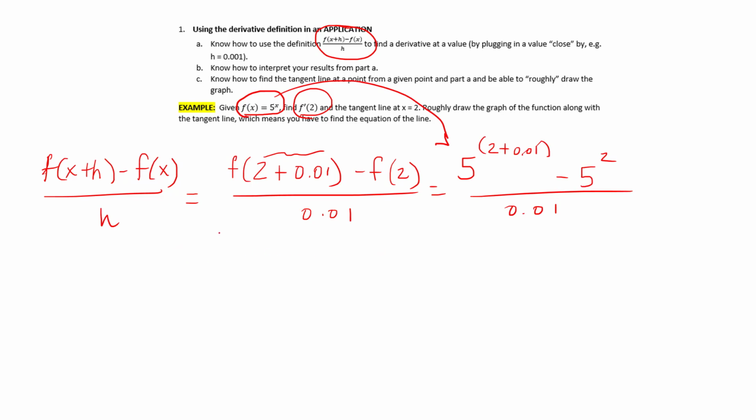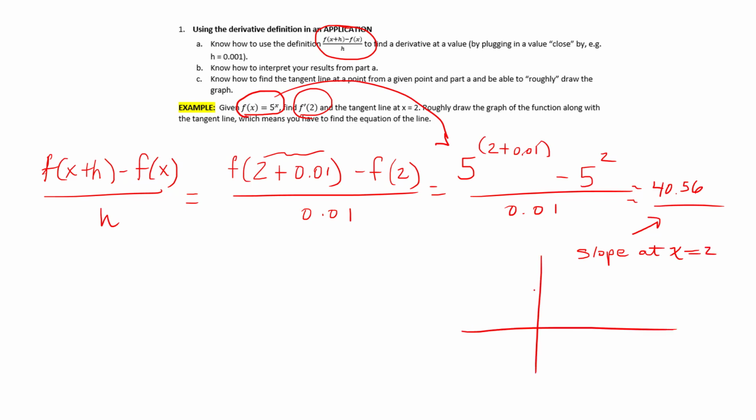Now, if you throw all this into your calculator, you should get something close to, I got 40.56. And again, it depends on the size of your gap, the h. Okay, but what is that? That is the slope at x equals 2.